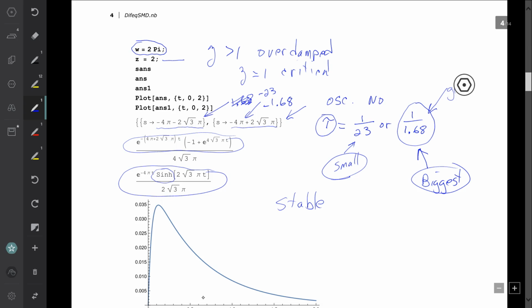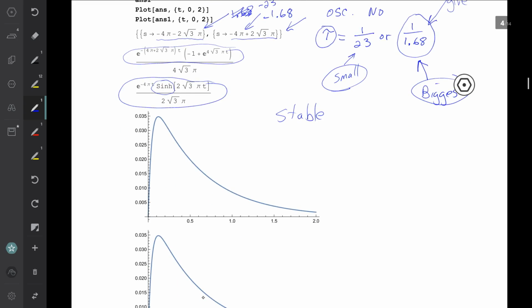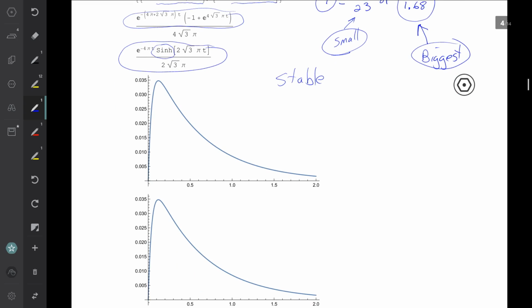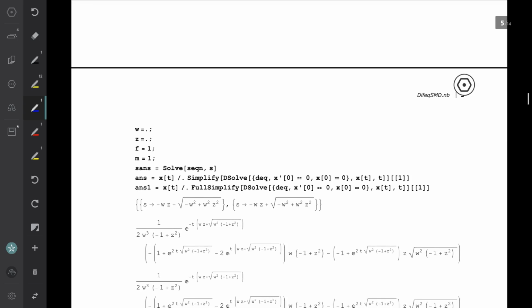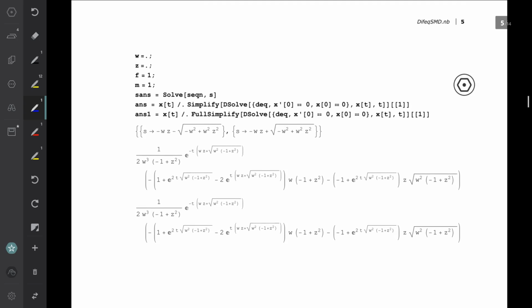It does not want to oscillate. And so if you look at the plots now, you can see that they don't oscillate. They go up and they come back down. So it never crosses the axis. It does not want to do that. You can make it, but it doesn't want to.